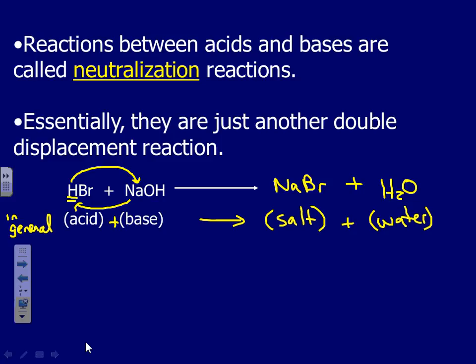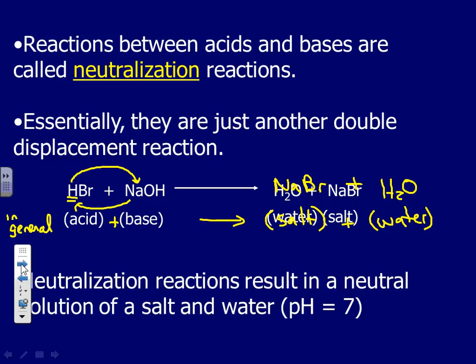That means something that was acidic can be canceled out by something that was basic to produce things that are neutral, okay? So they neutralize each other. We've got water and salt. We've got that taken care of. You can write down that thing right there. Neutralization reactions result in a solution of water and a salt that has a pH of 7.